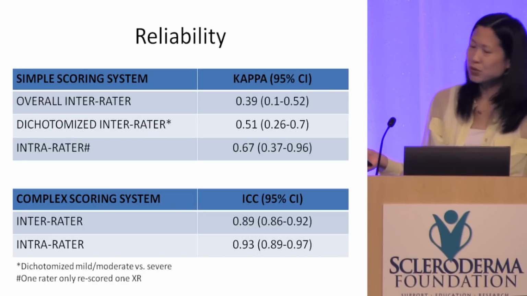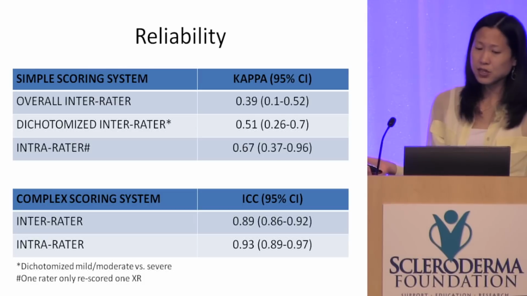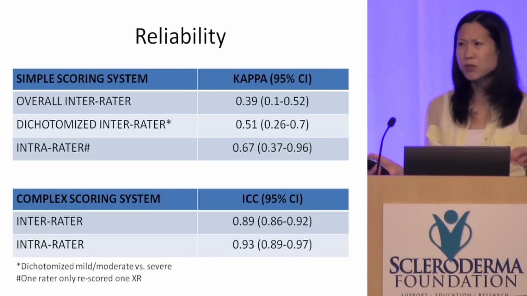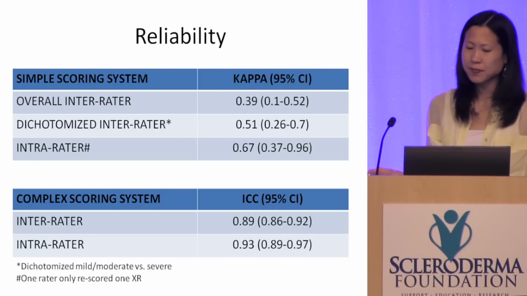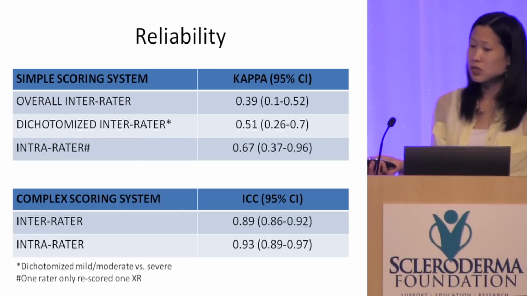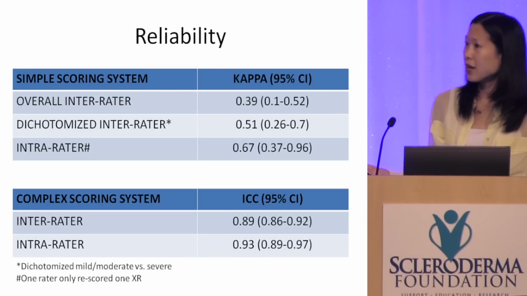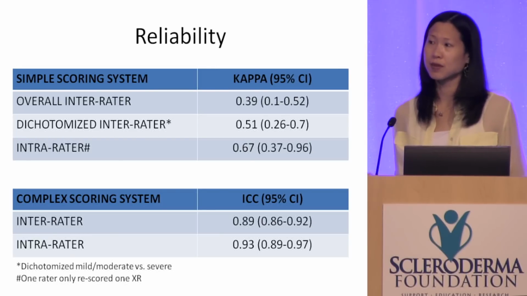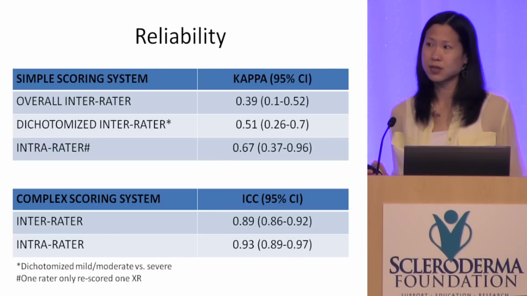As you can see here, for the simple scoring system, the inter-rater reliability is pretty poor, 0.39. The intra-rater reliability is a little better at 0.67, but that's still only mild to moderate agreement. With the complex scoring system that we just developed, the inter-rater agreement was quite high at 0.89, and the intra-rater agreement, when you repeat the assessment yourself, was even better at 0.93. This validated that the complex scoring system was better and more reliable than the simple scoring system that was previously published.